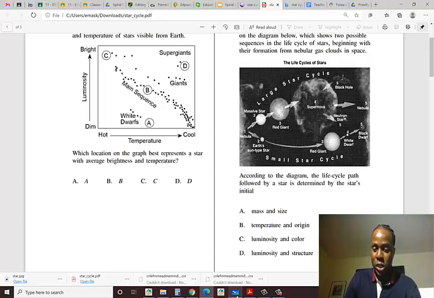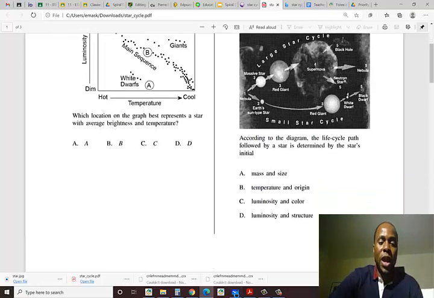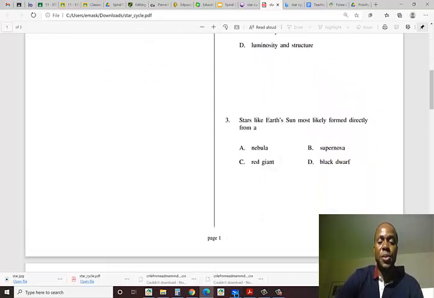B, temperature and origin. No, temperature does not determine what path a star is going to follow. And besides origin, all stars originate from the same place, right? All stars originate from nebulas. C says luminosity and color. No, luminosity depends on size, color depends on temperature. That does not determine the path a star would take. D says luminosity and structure. No as well. So my answer is A. So I pick A. Let's move on to question number 3.